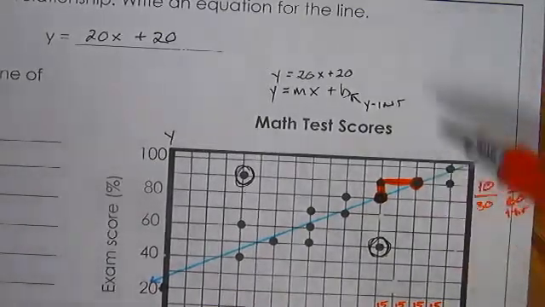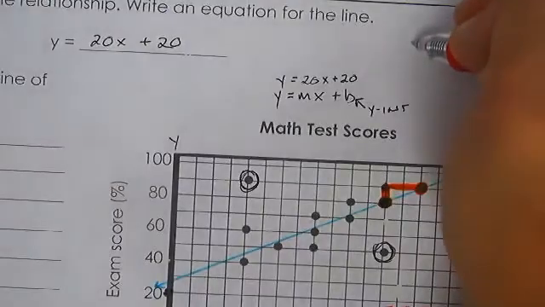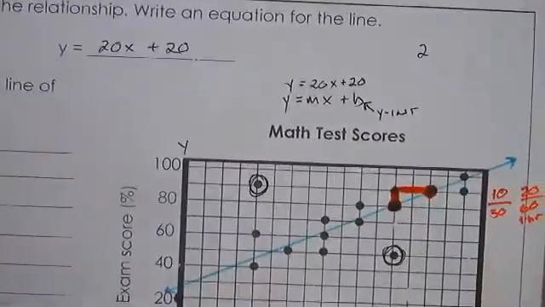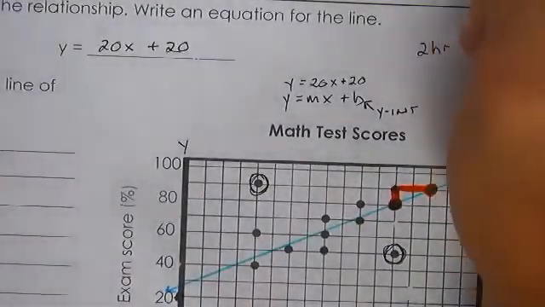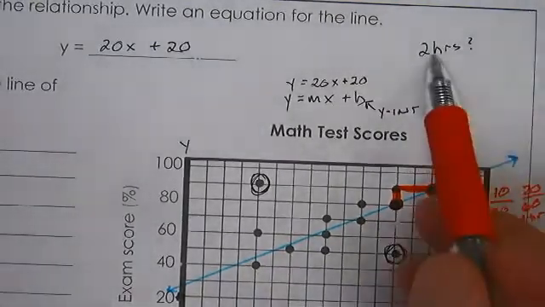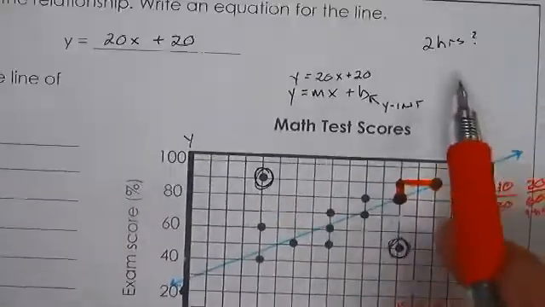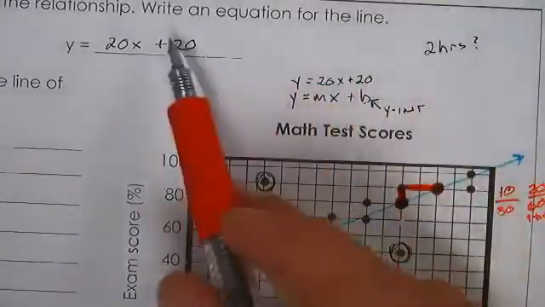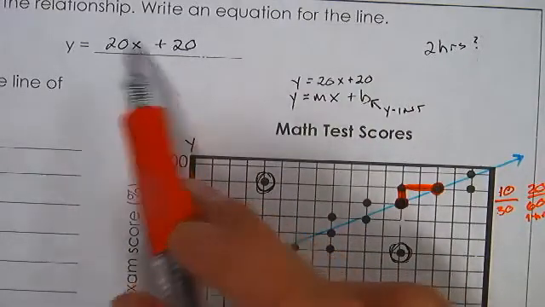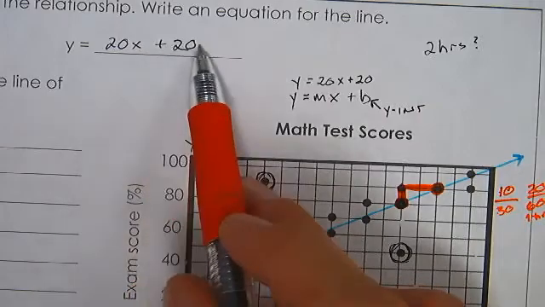Well, let's see. Let's say you studied for 2 hours. What would you expect your score to be? Well, that means I put 2 in here. X is in hours, so 2 hours, that's my x value. That means I'd put 2 right here for the x. 20 times 2 is 40, plus 20, 60.